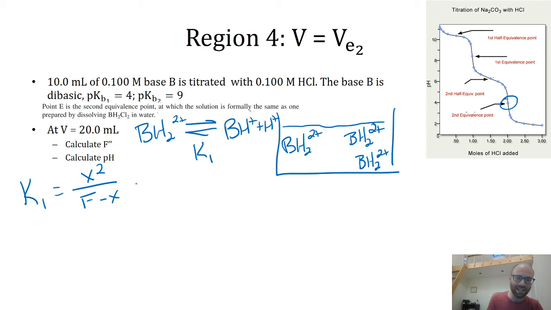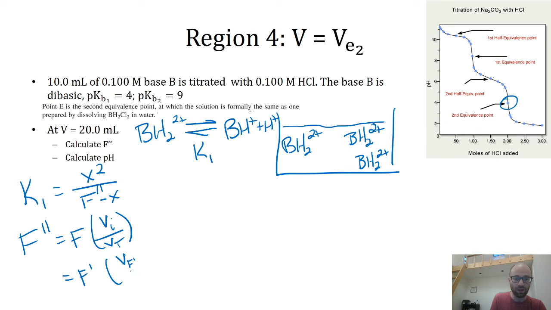And now it's not the same F as before, because now we've added 20 milliliters, so we're going to call it F double prime. There's two ways to calculate F double prime. You can either go back to your original F and use your initial volume over your total volume, or you can dilute down your F prime by the volume that you had at F prime over your new total. I'm going to show you both really quickly. They work out the same way.